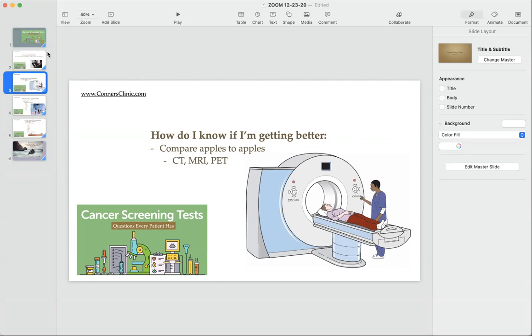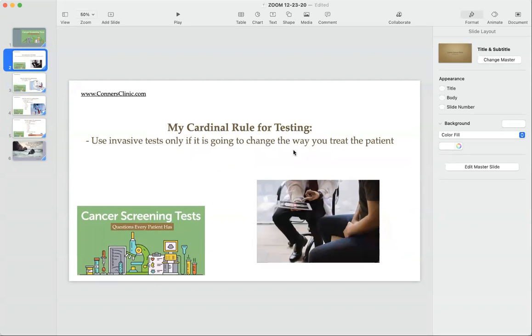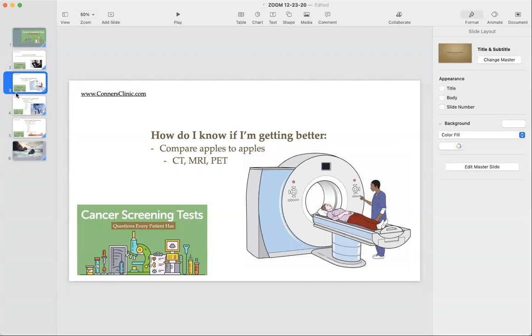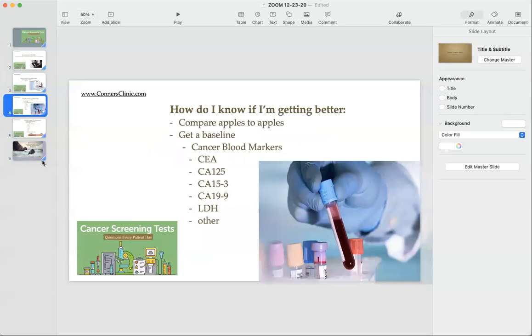Well, wait a second. You just said don't do that if it's an invasive test, if it's not going to change the way I treat. Right. But you also have to say, if you want a perfect example of whether you're getting better or not, you have to compare apples to apples. But these are invasive tests. So should you consider the next step, getting a baseline of something that's not invasive?